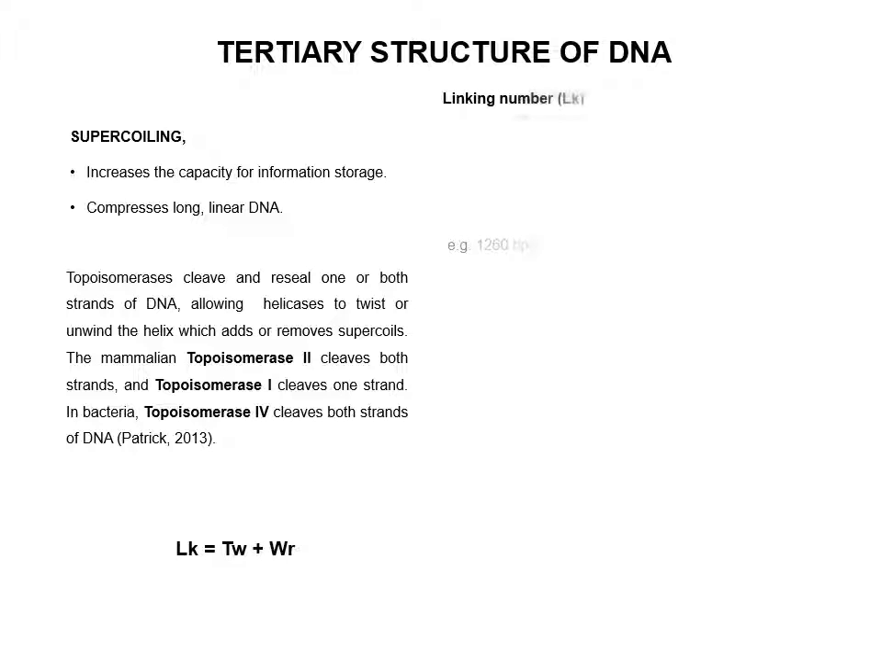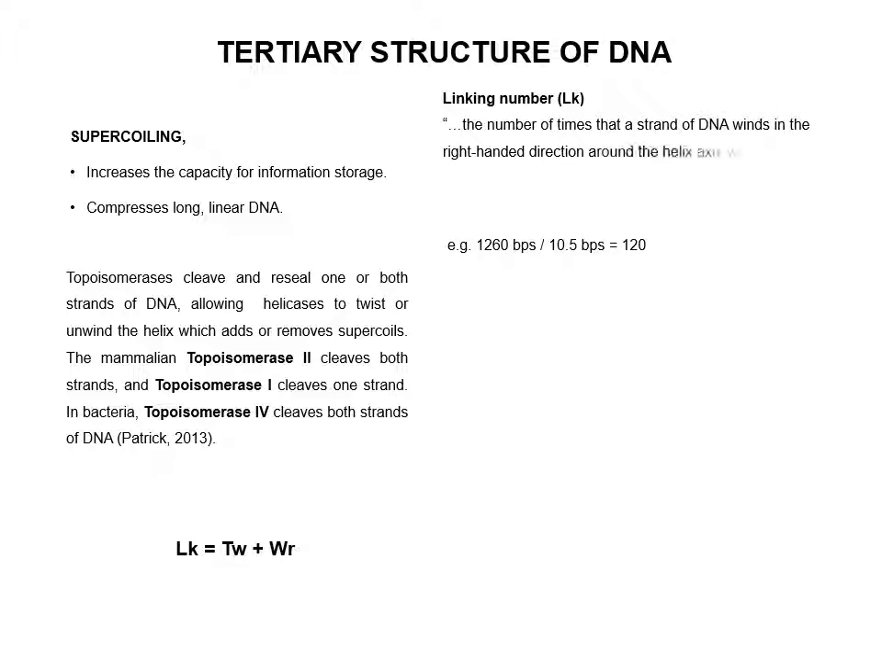The linking number is the sum of the twist and writhe and refers to the number of times a DNA strand makes a full right-handed turn around the axis of the helix. A full right-handed turn around the helix is made every 10.5 base pairs, so a molecule of 1,260 base pairs has a linking number of 120.